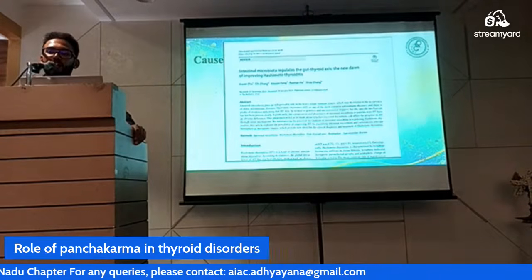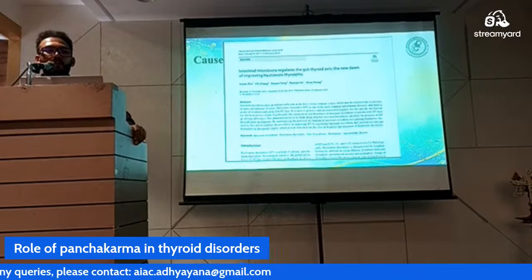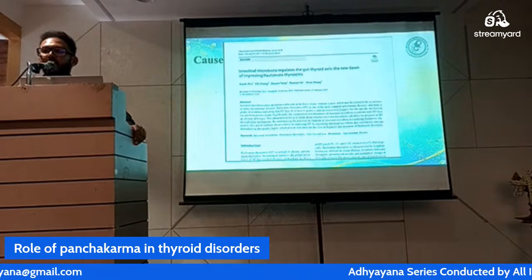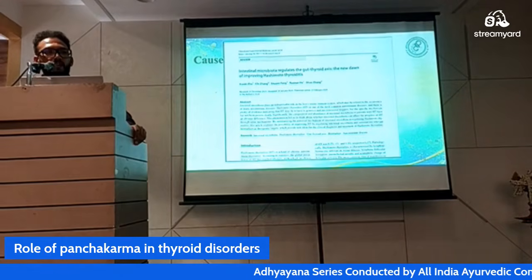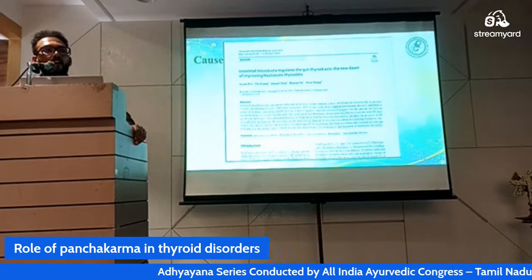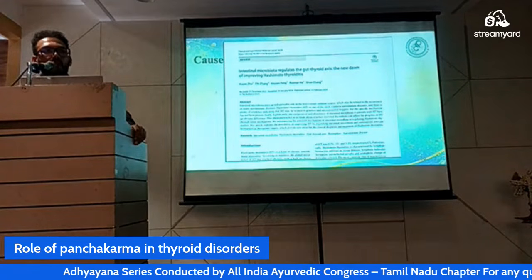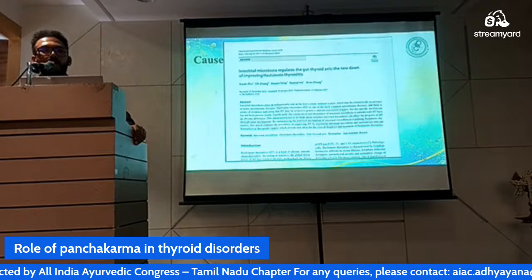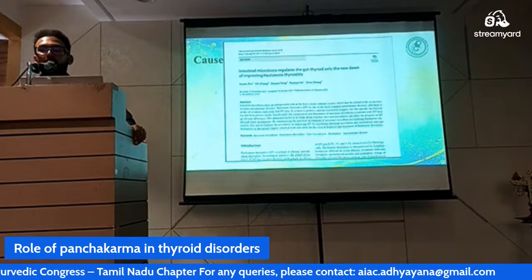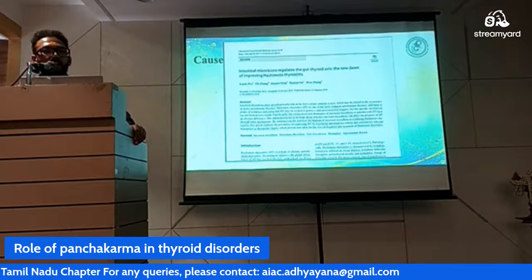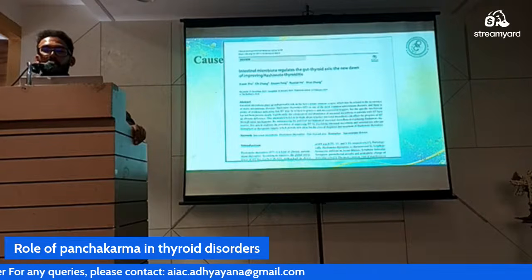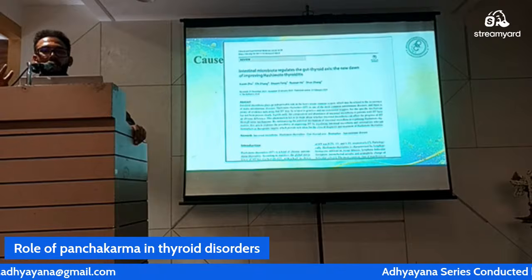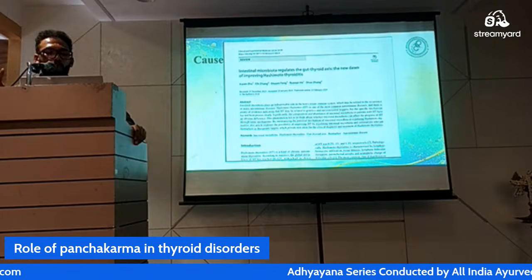So what is gut dysbiosis? Gut dysbiosis is when there is an alteration between the good bacteria and the bad bacteria which are present in our gut. We have trillions, more than the human population, of gut bacteria present in our stomach and intestine. And these microbiota are the ones which are predominantly helping in the functioning of our whole human body itself.